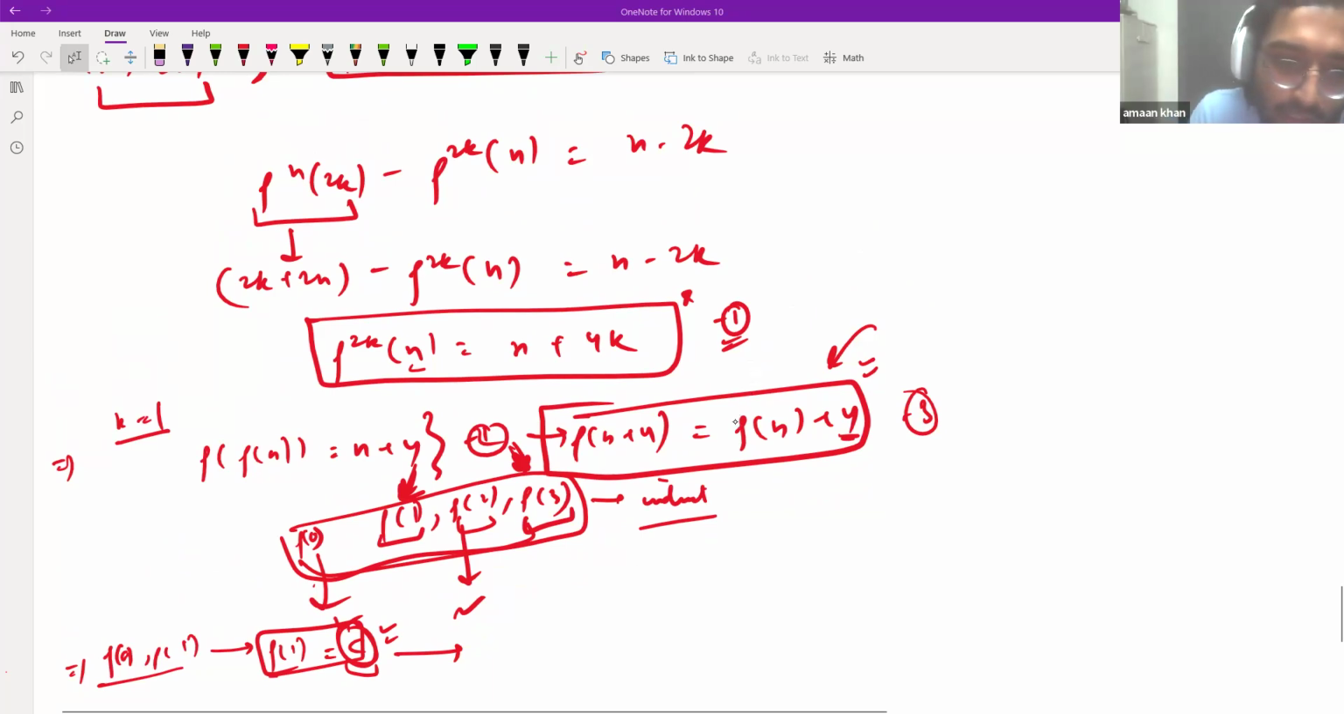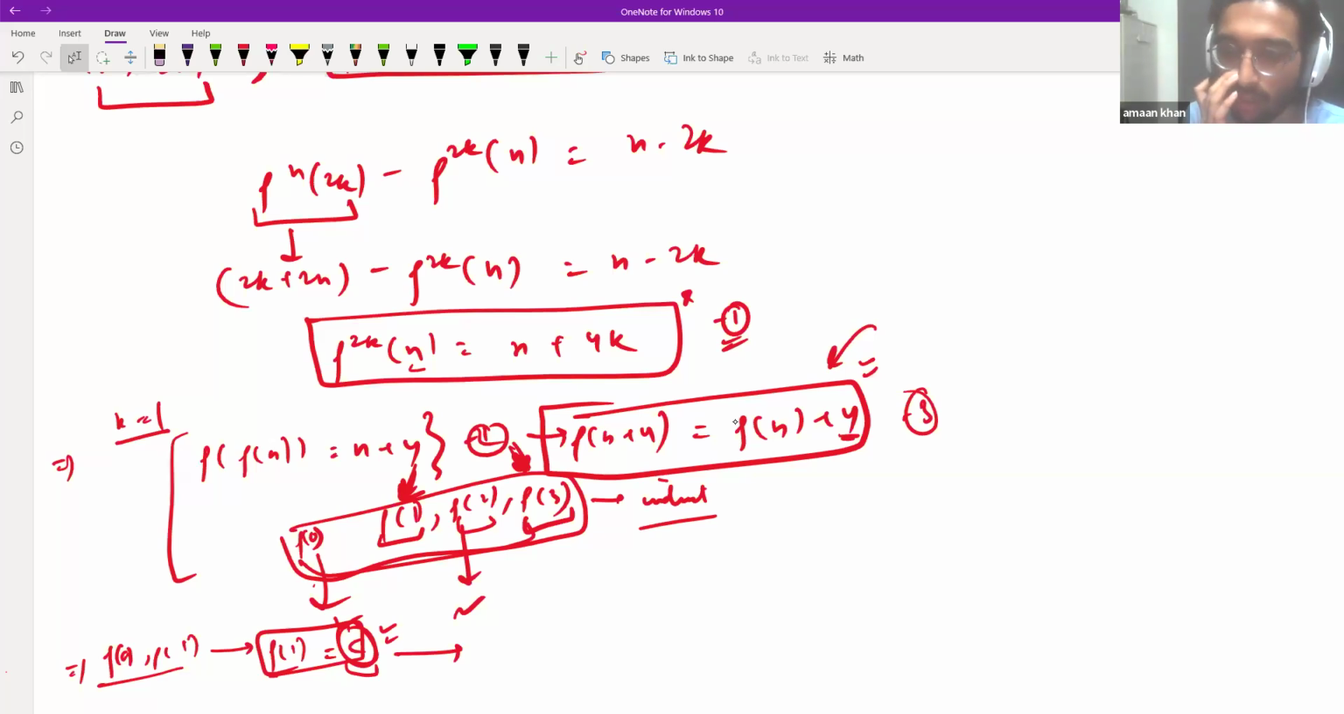Wait, but here you don't have any decreasing or increasing condition, right? So you can't really use any of that. Here you just have that f of n plus 4 is f of n plus 4. Oh yeah, okay.